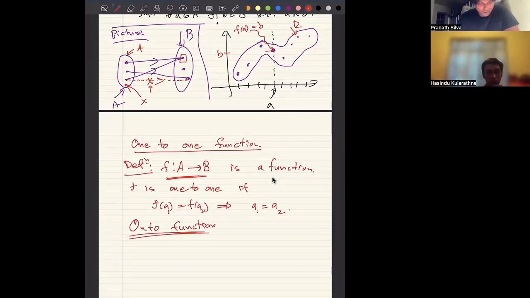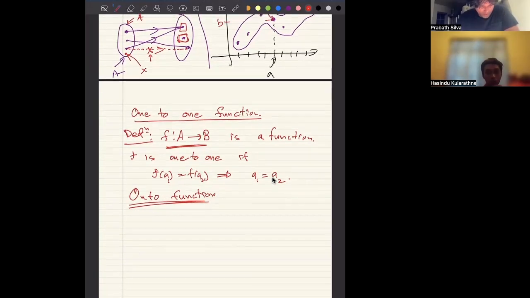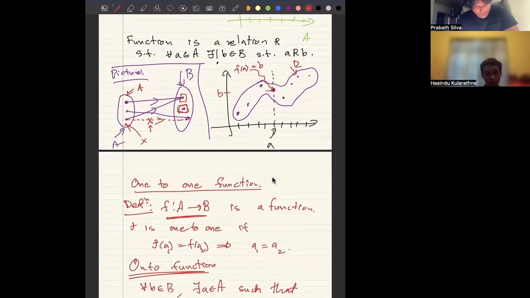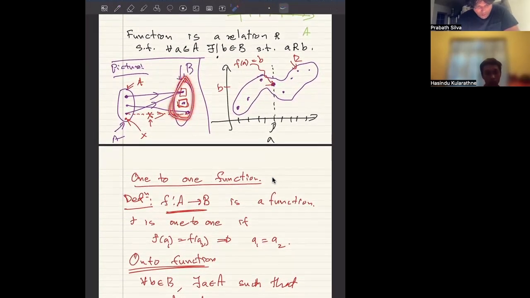Onto functions means this thing doesn't happen. Meaning for all b in capital B, there exists a in A such that f of a equals b. So all the elements in the set B get mapped to by an element from the set A.